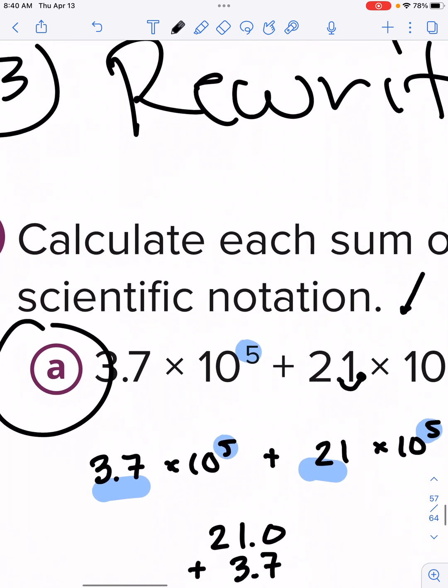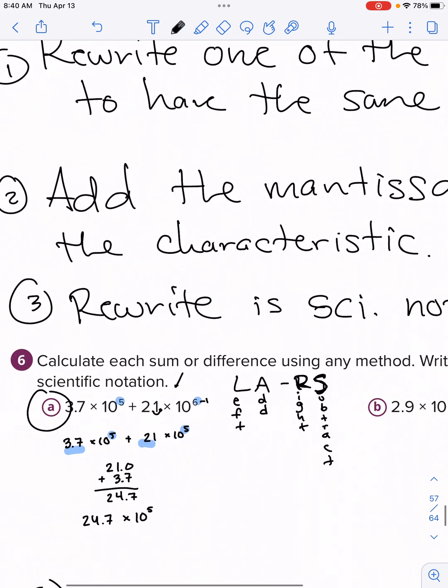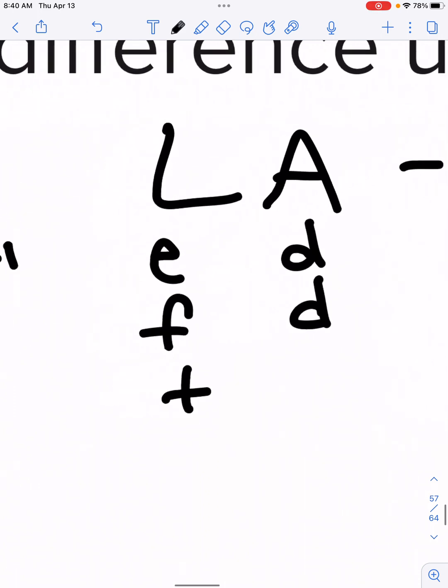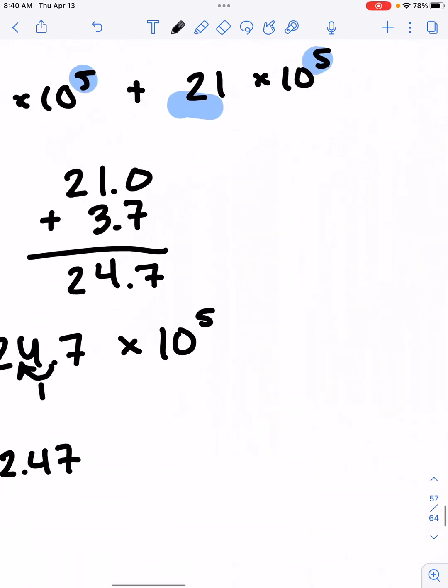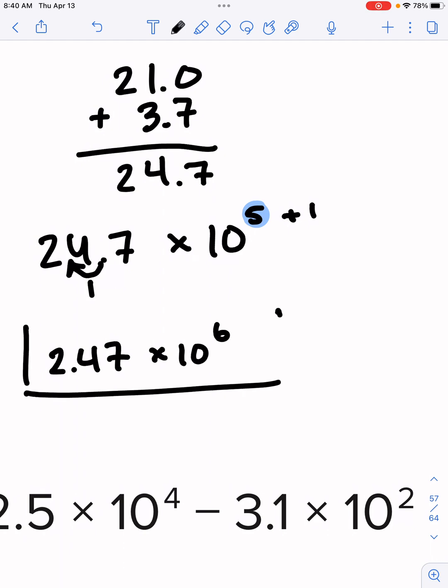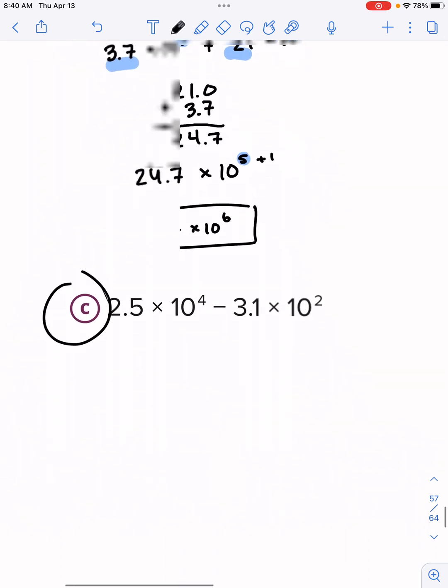Okay, we're almost done. We have to look at our steps, though. We did add the mantissas. We have to rewrite in scientific notation. 24.7 is not in between 1 and 10. In order for me to do that, I need to move this decimal 1 to the left. So 2.47. Since I moved it 1 to the left, that means I add that 1. I'm going to add that 1 to this 5, so it goes back to the 6th power. So this is 2.47 times 10 to the 6th power. All right, let's go to the next one.